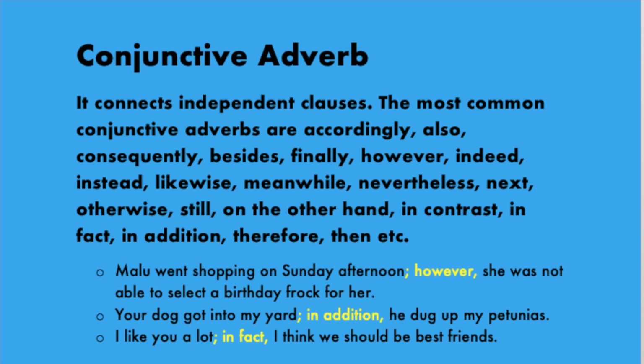You can also say, Malu went shopping on Sunday afternoon, but she was not able to select a birthday frock for her. However is more formal, and the punctuation rule is also different. We put a semicolon before however and a comma after however. But when we use but, put a comma before but. That's all.